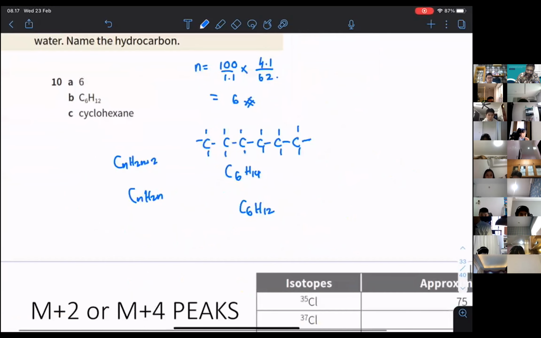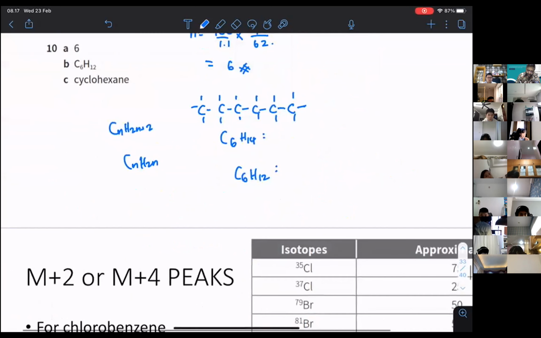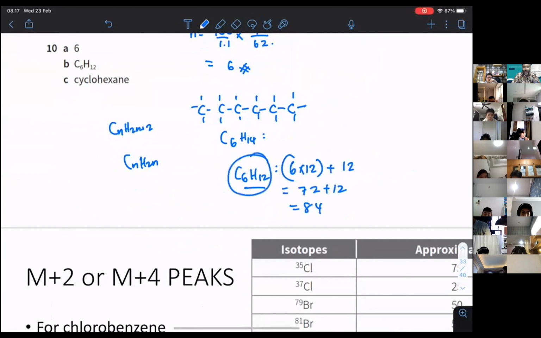If I calculate, I think better use this one: 6 times 12, plus 12 times 1. So you have 72 plus 12, which is 84. I think this one. It contains an unsaturated carbon-carbon bond. Hold on here, guys.